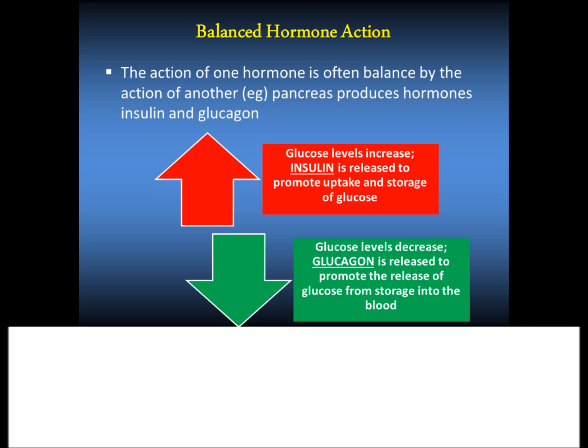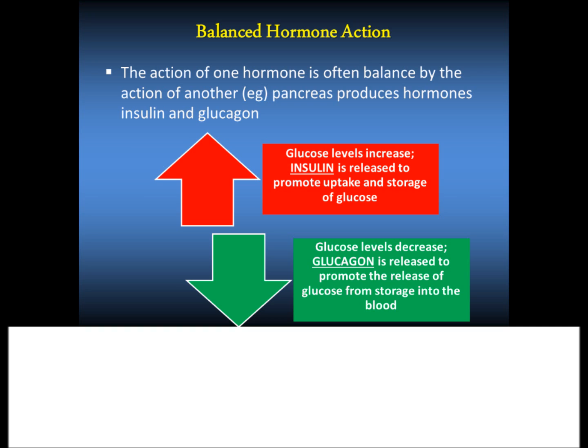So now that you know about negative feedback and positive feedback responses, hormones also take part in balanced hormone action. So this is when the action of one hormone is often balanced by the action of another. So for example, the pancreas produces hormones that are known as insulin and glucagon. Now insulin and glucagon actually work opposite to one another.